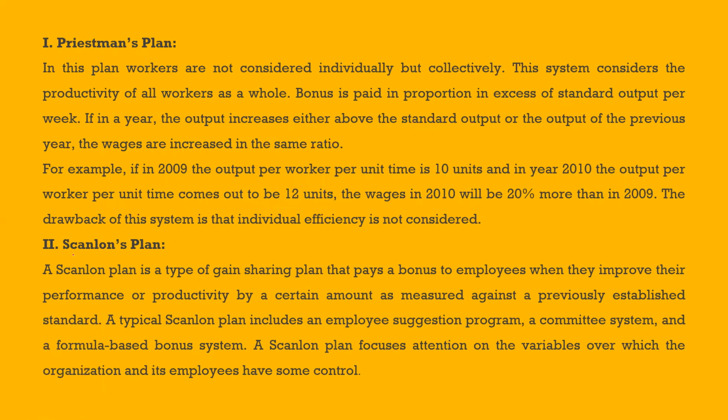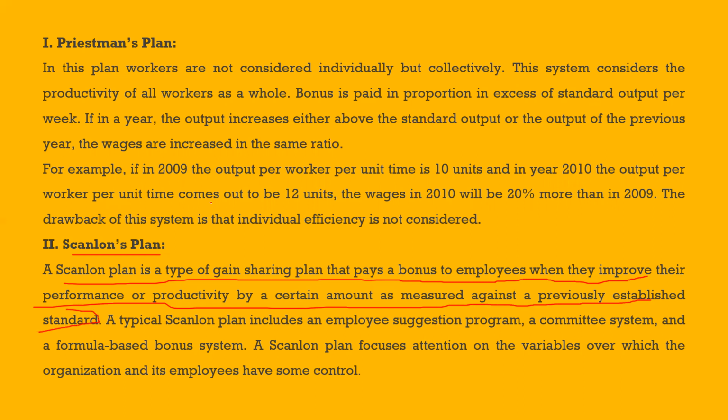So next one is the Scanlon plan. A Scanlon plan is a type of gain sharing plan that pays a bonus to employees when they improve their performance or productivity by a certain amount as measured against a previously established standard. A standard will be fixed. How much ever the percentage of efficiency increases, based on the previously established fixed standard, they pay a kind of bonus to the employees.